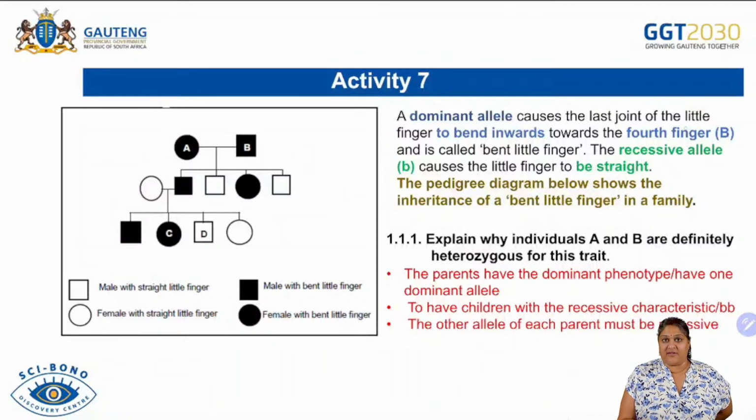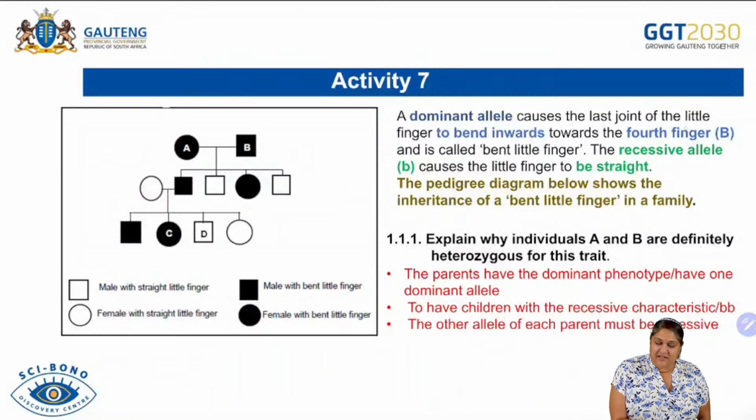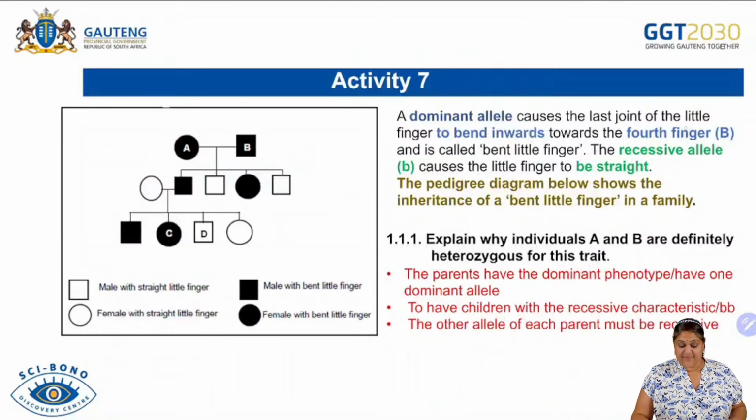You need to know about color blindness and hemophilia. You need to know that those two are sex-linked. But if there's any other sex link that they're going to ask you in exam, they're going to tell you that it is sex linked, or they're going to give you the allele, which is going to indicate to you that it is sex linked. So this one is not sex linked. So let's have a look.